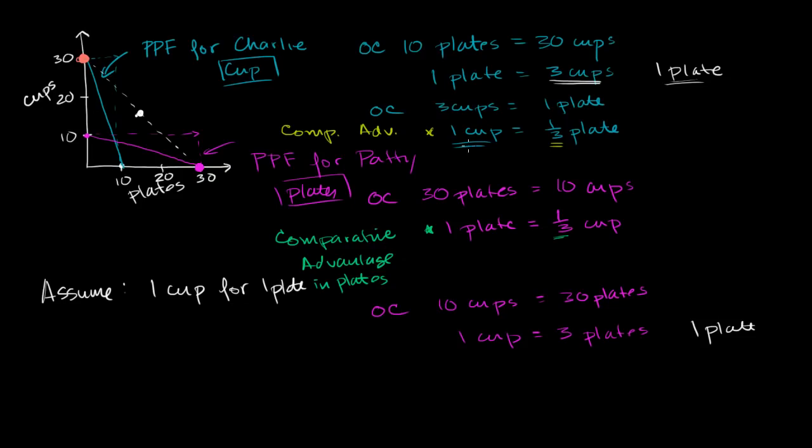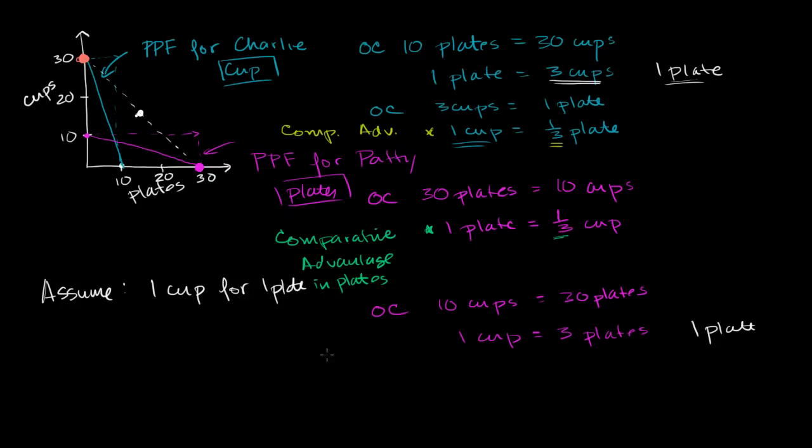So that's why it made sense for her to specialize in plates. Charlie, on the other hand, had a comparative advantage in cups. His opportunity cost for producing a cup was only 1/3 of a plate, while Patty's was 3 plates. So that's why he specialized in cups. Now, we can't confuse this with absolute advantage.